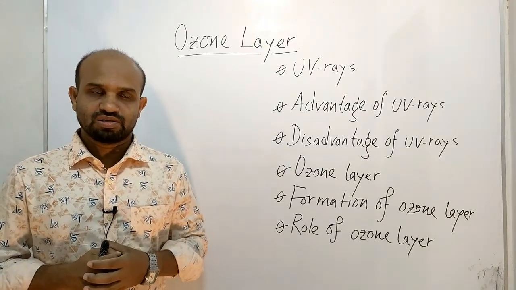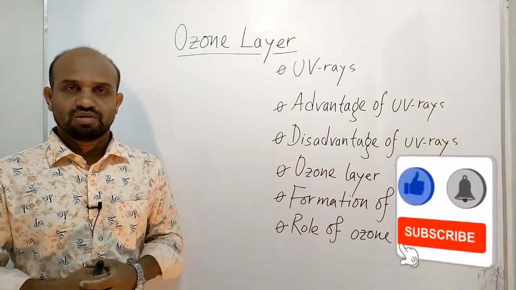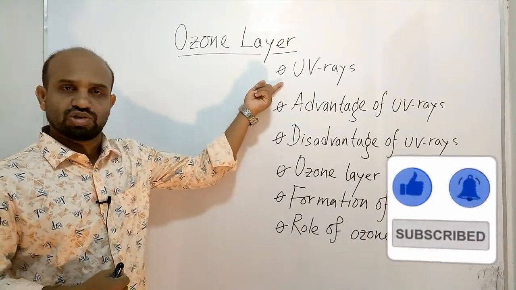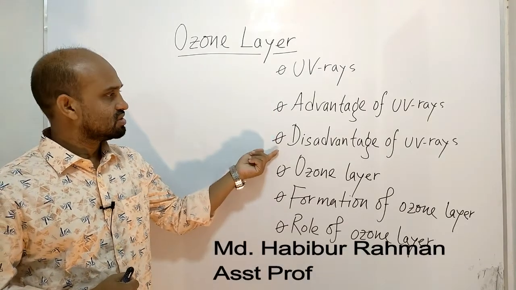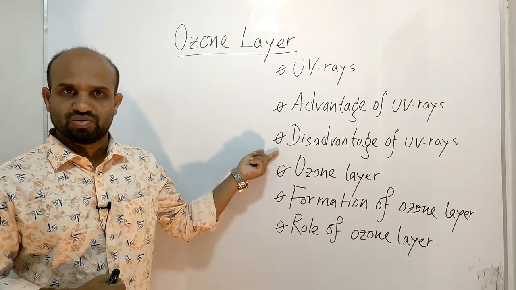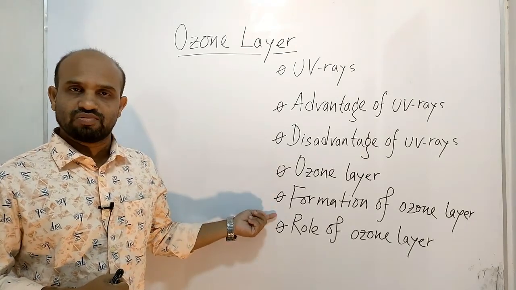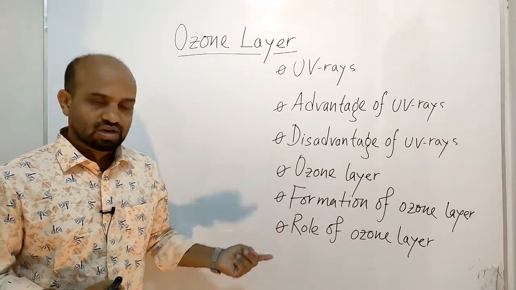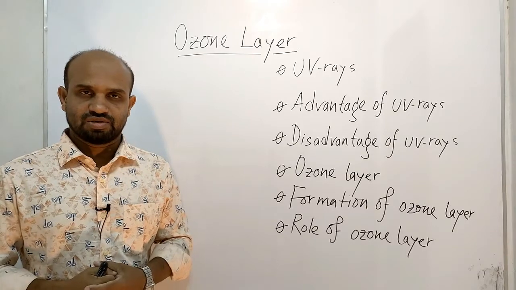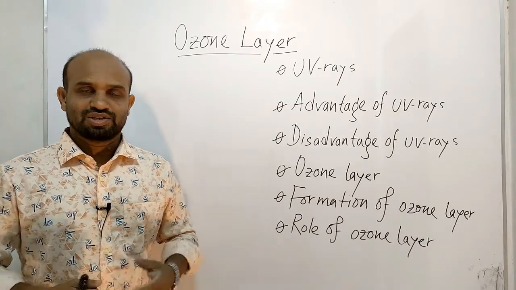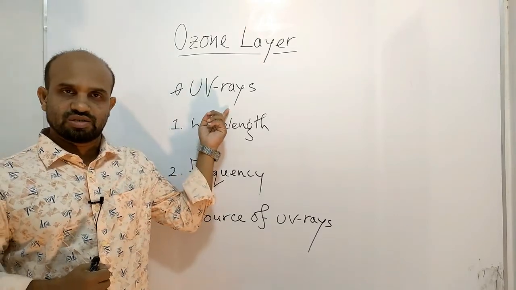Today I am with the lesson ozone layer. From this lesson we learn about UV rays, advantage of UV rays, disadvantage of UV rays, ozone layer, formation of ozone layer, and finally role of ozone layer to Earth's lives. So let's begin. The very first point is UV rays.